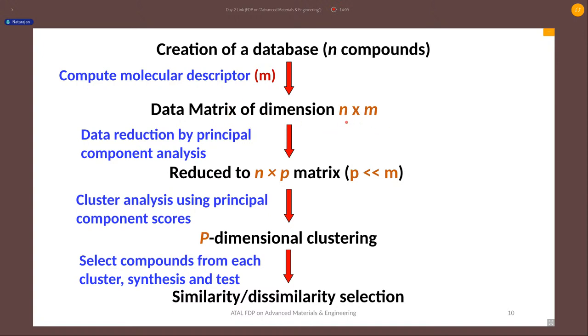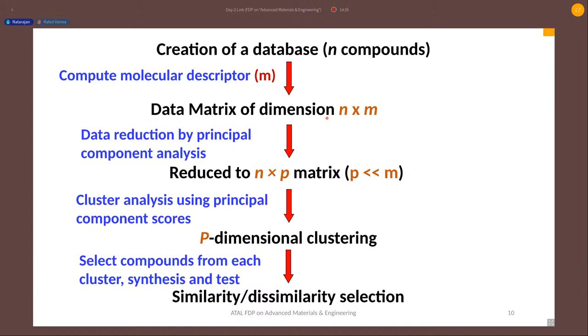The N is the number of chemical structures. It may be 5,000 or 10,000. In virtual screening of drugs, it may be even a 1 million compound database. And the M depends upon the capacity of your calculators. What we do is generate 130 molecular descriptors.